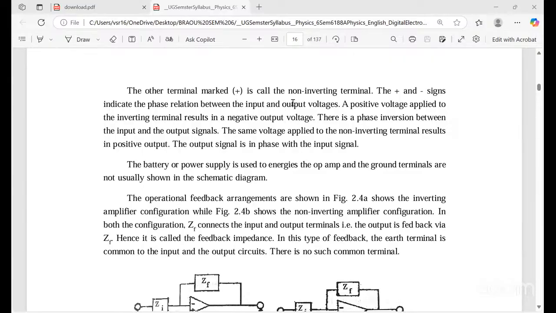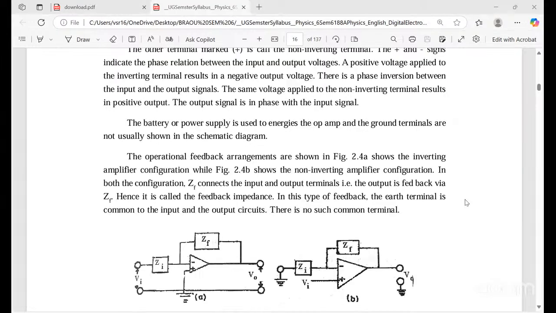Here the batteries are the power supply we are using to energize the op amp, and ground terminals are not usually shown in this schematic.